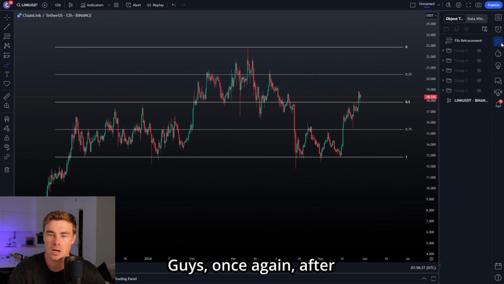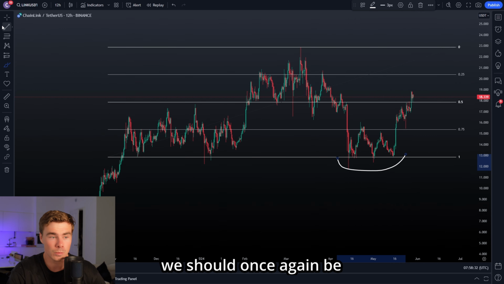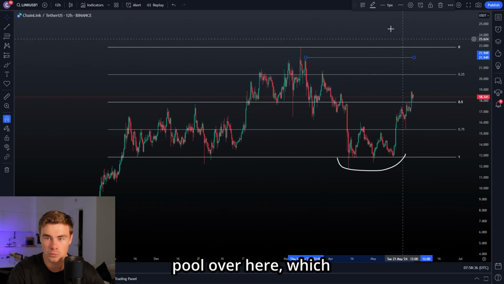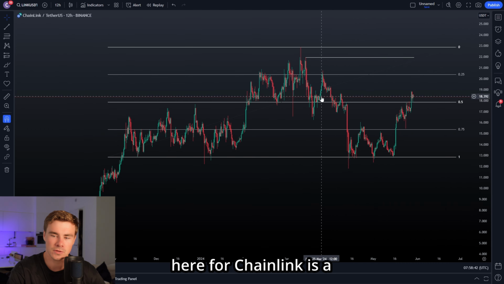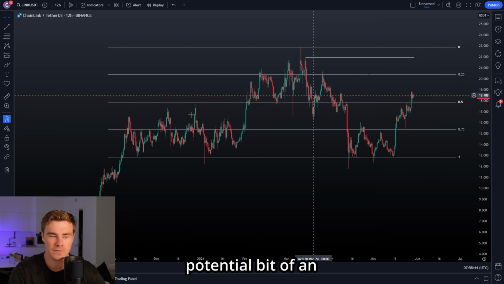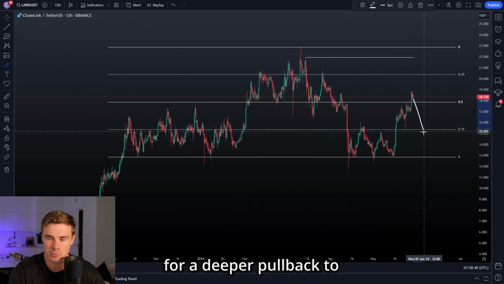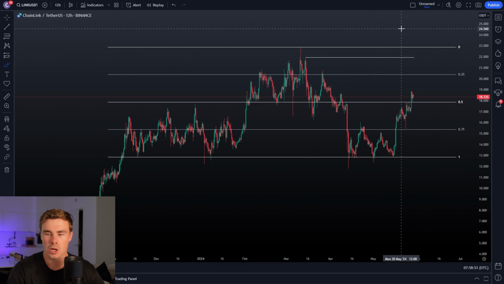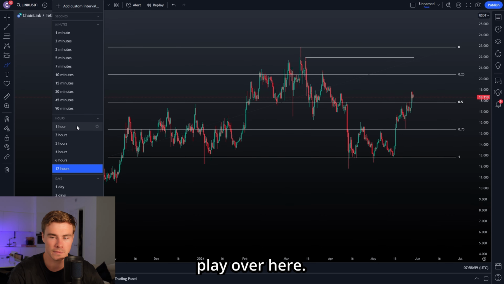Guys, once again, after a deviation of the range low, we know that technically speaking, we should once again be visiting, indeed, that range high liquidity pool over here, which remains my objective for Chainlink. My gut feeling for Chainlink is a potential bit of an aggressive play, because I think that many people are waiting for a deeper pullback to accumulate Chainlink before sending it towards the upside, which is why I have a gut feeling that we might not get it. So we are going to go for a bit of an aggressive play over here.